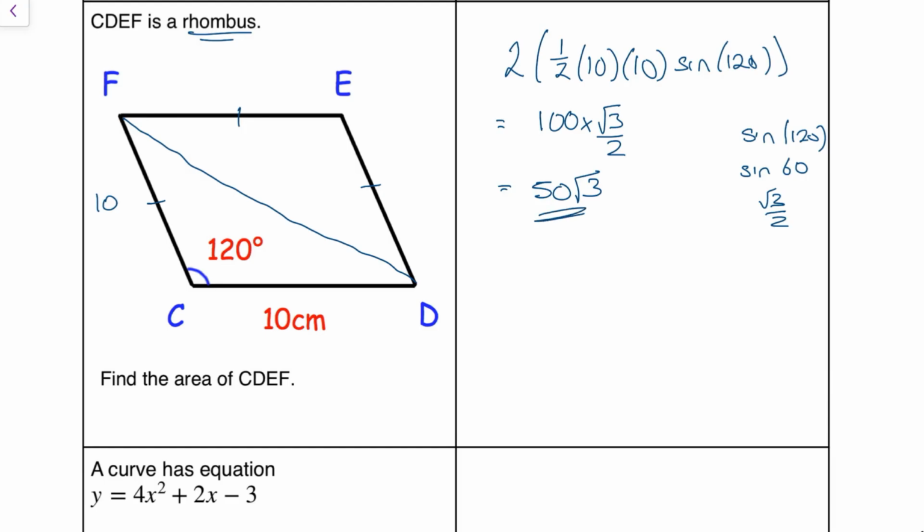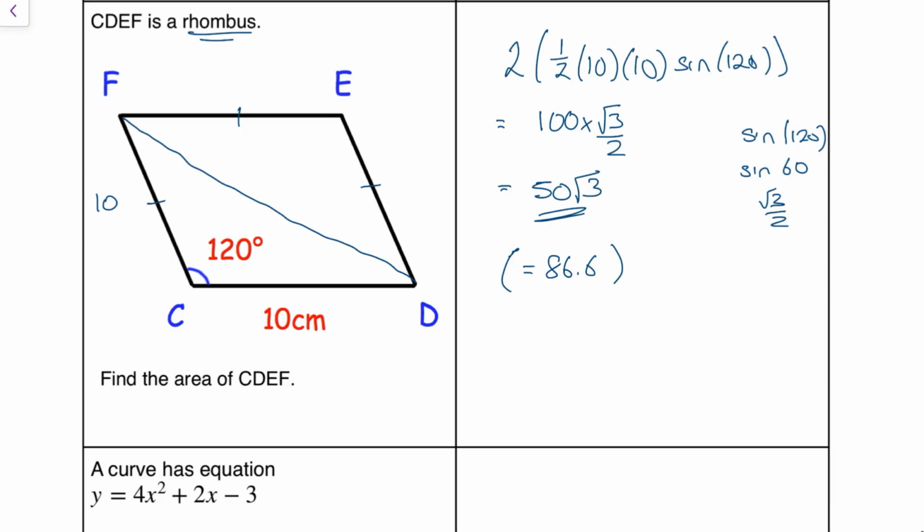Now, if it was a calculator exam, not a non-calculator exam, it might say to you, give your answer to 2 sig fig or 3 sig fig. So just so I've done it, in brackets, that is equal to 86.6. However, to 3 sig fig.